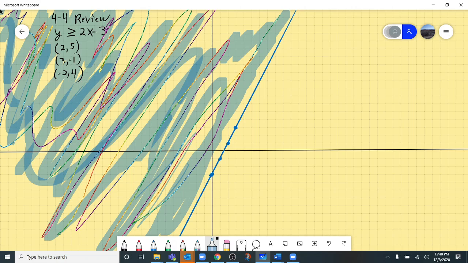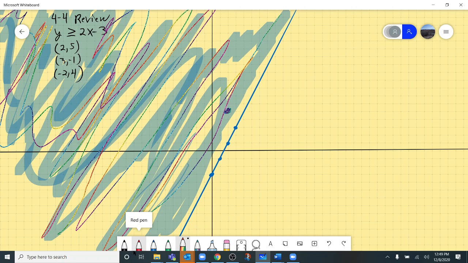So now let's look at these points and see if they fall in with the solution. So let's look at 2, 5. Okay, so if we go over 1, 2, up 1, 2, 3, 4, 5, we are in the shaded region. That is a solution. So let me mark that. Let's mark it with this. Okay, so we have a point right there.